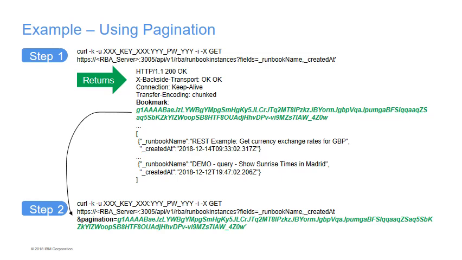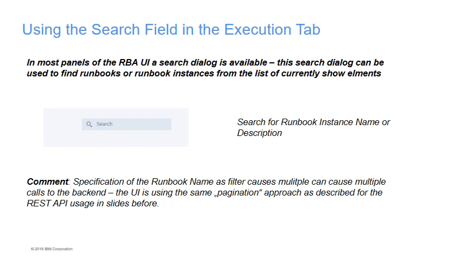Notice, every subsequent call might return yet another bookmark to be used in yet another next call. In this way, you can step through all the runbook instances which match your query parameters. The filters are used to retrieve the runbook instances data from the RBA service. With the help of the search field, it is possible to search in the dialog for runbook instances by name in its description field.